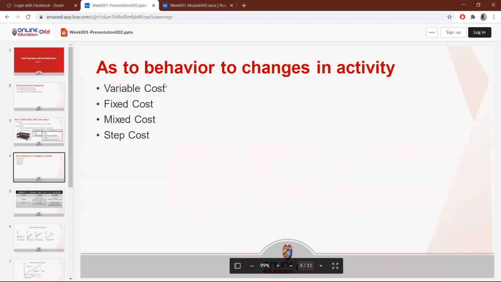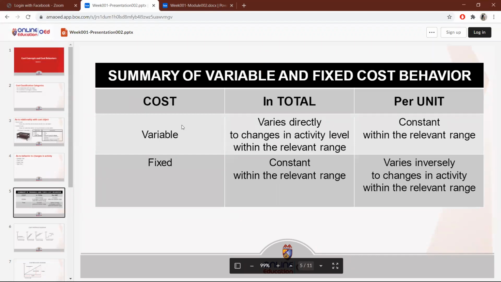So we have here another type of costs. It is the criteria which is based on the behavior to changes in activity. So we have variable cost, fixed cost, mixed cost, and step costs. So tatag-usa-usahon ito natin. Variable. In total, it varies directly to changes in activity level within the relevant range. An example of variable cost is yung direct material.